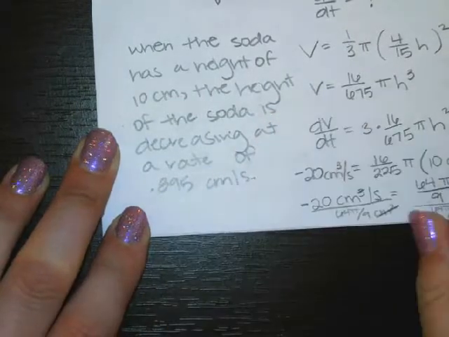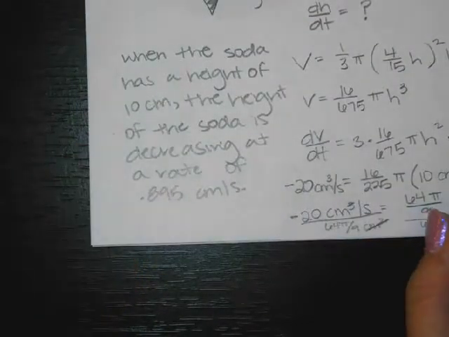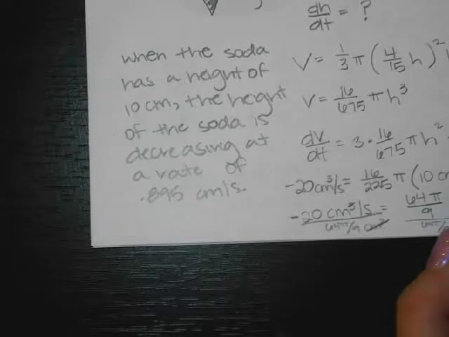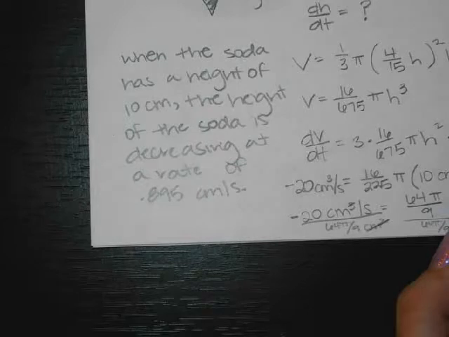Okay, so at the moment when the soda has a height of 10 centimeters exactly, at that moment in time, the height of the soda is decreasing at a rate of 0.895 centimeters per second. Notice I did not say it was decreasing at a negative rate, because that's a double negative, that means it's increasing. I said the word decreasing and did not put a minus. Did you guys notice that?